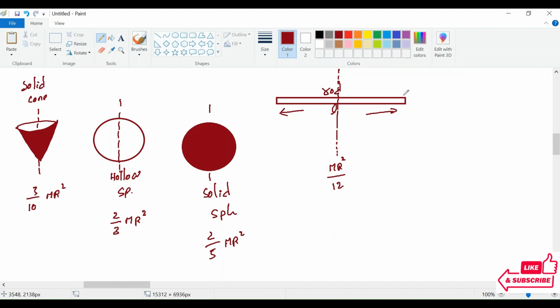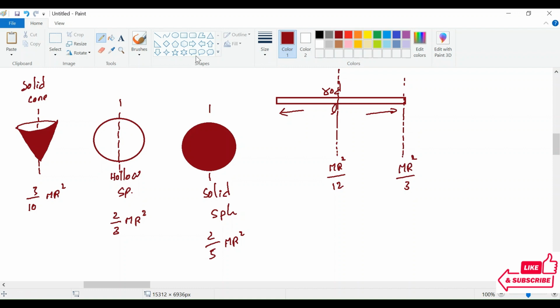Now if you hold the same pen at this end position and rotate, it is ML square by 3. Here it rotates slowly, there it rotates faster, because here I is smaller, omega larger. I greater, omega smaller. Okay, chalo.